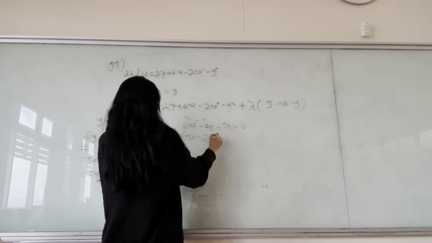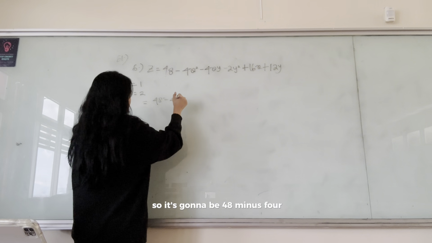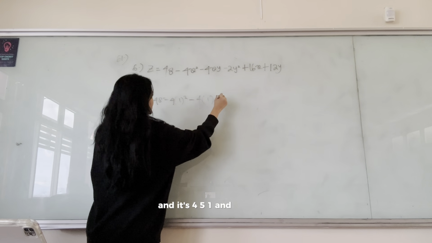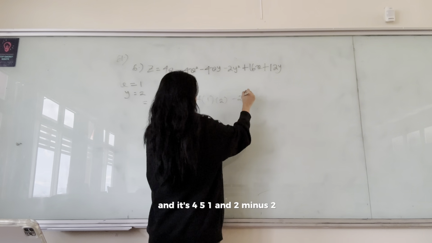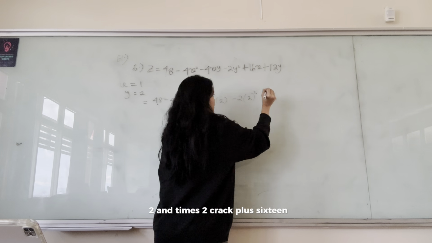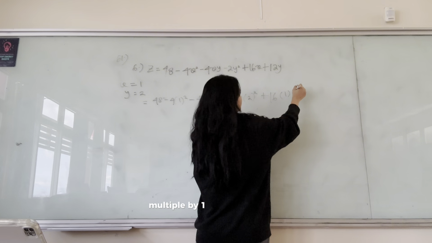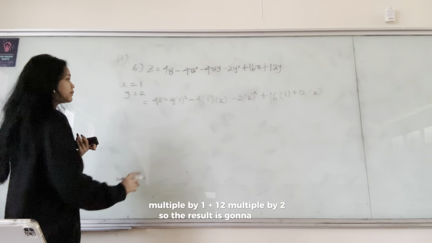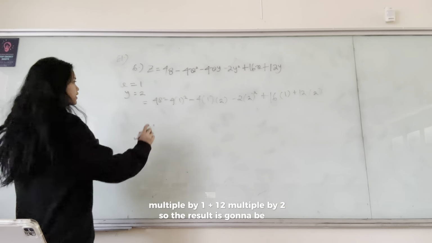Since we already calculated everything, with x is 1 and y is 2, z is 48 minus 4 times 1 squared minus 4 times 1 times 2 minus 2 times 2 squared plus 16 multiplied by 1 plus 12 multiplied by 2. So the result is 68.